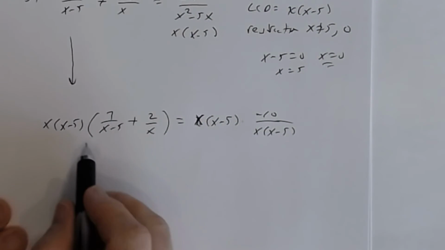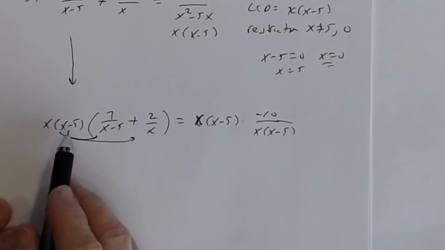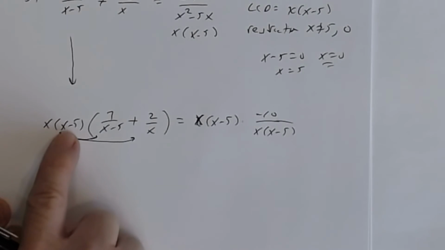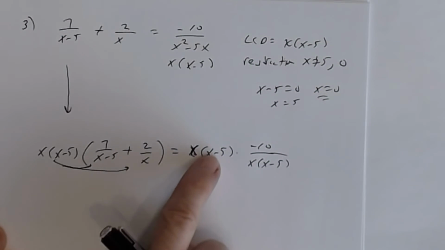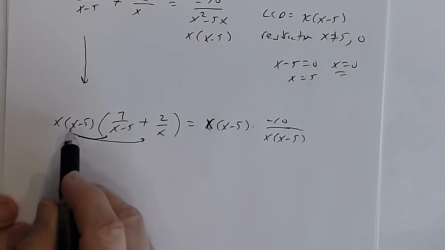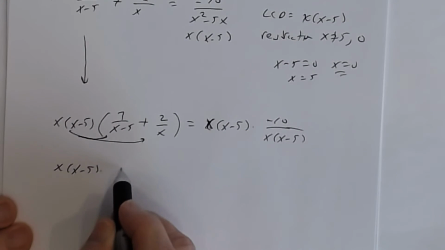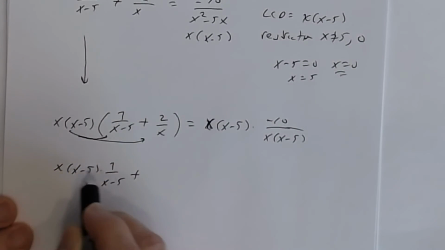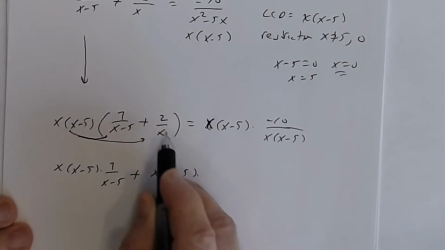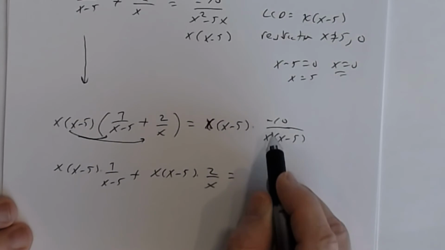Now let's go ahead and distribute. And so when I distribute, remember, this is what you're supposed to write. Don't write anything else. The LCD times the left side, the LCD times the right side. And now you're going to get rid of the parentheses, so you can distribute. So I get x times x minus 5 times that first fraction plus the LCD, x times x minus 5 times the second fraction equal the LCD times the right-hand side.